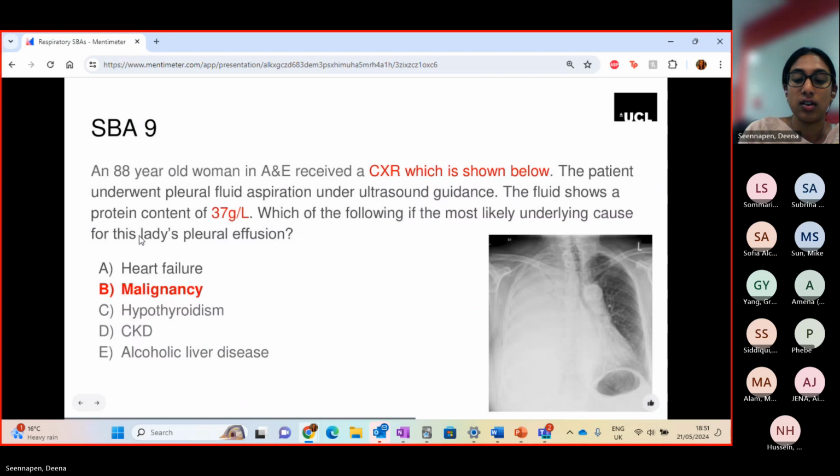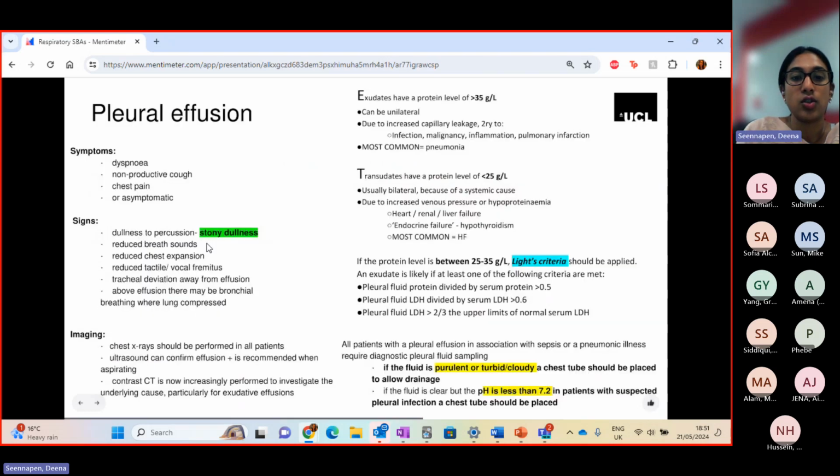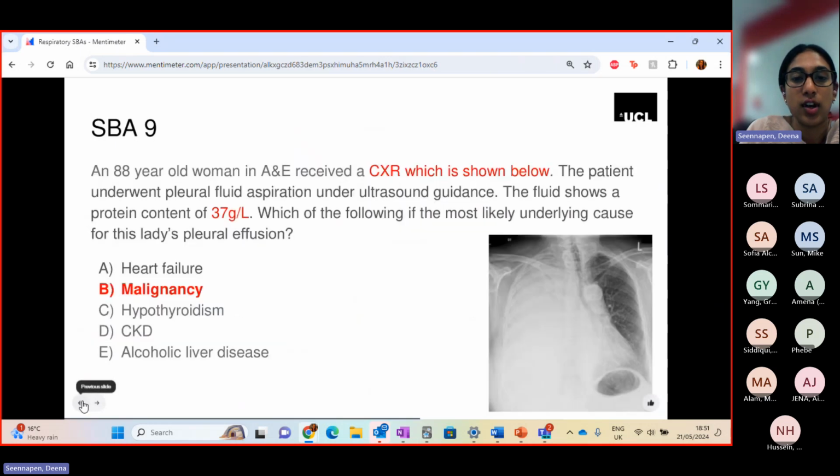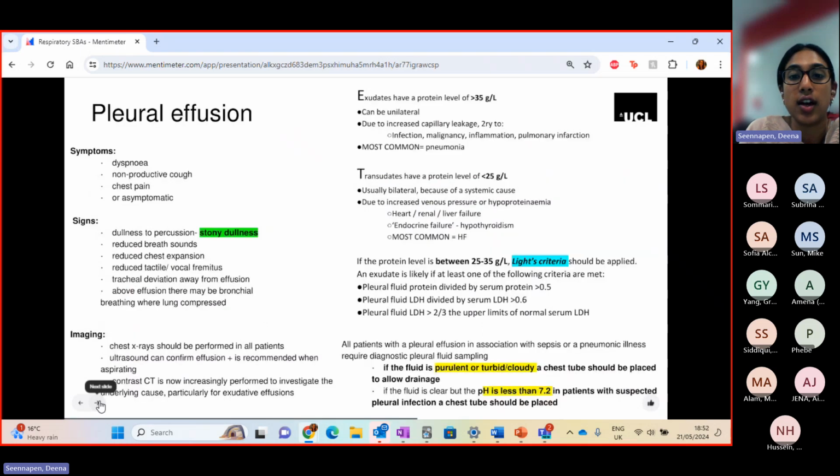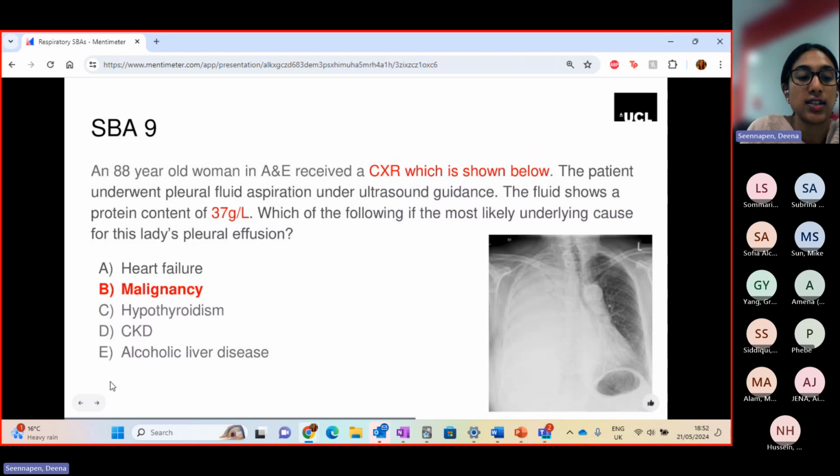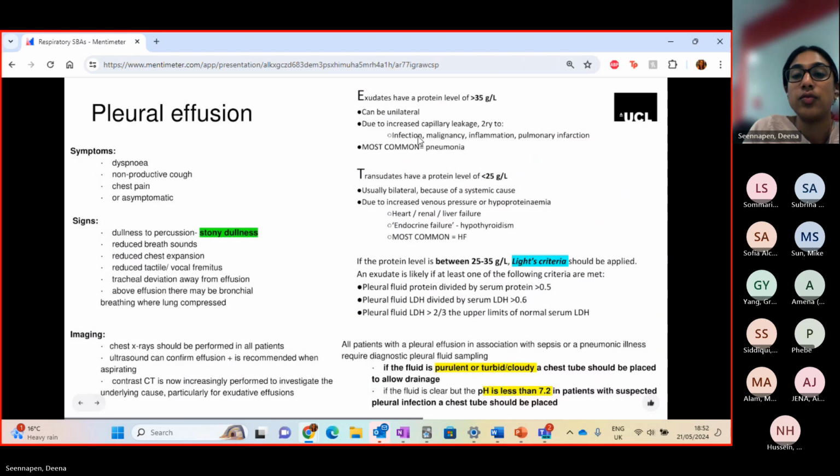So to go into a bit more detail, your exudates are any protein levels over 35 grams per liter, and your transudates are less than 25 grams per liter. So in this previous question, essentially malignancy is the only option in the exudates, so over 35 or 37 grams per liter. So this is one of those ones that you just want to know the cutoffs and the reasons for it.